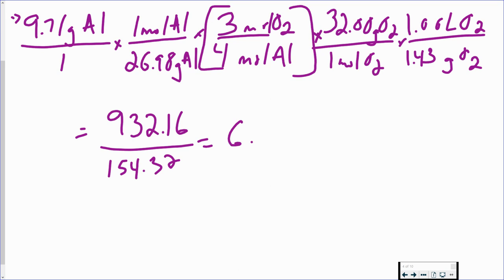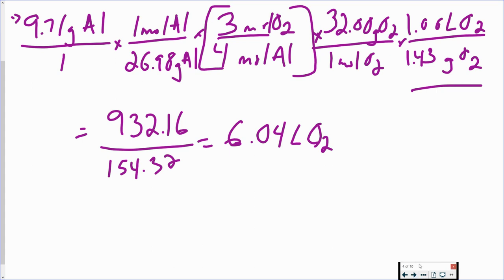So I divide, and I got 6.04 liters of O2. And there's our final answer. And that would be how you use density within a stoich problem. All right, we're going to go to the next slide.